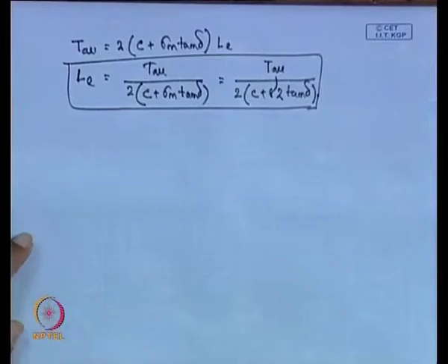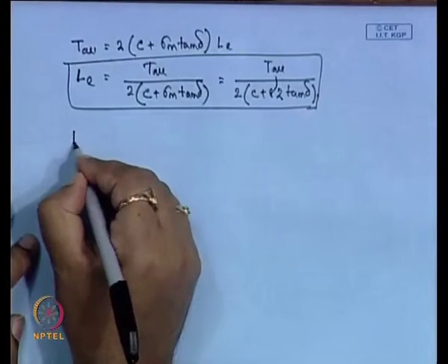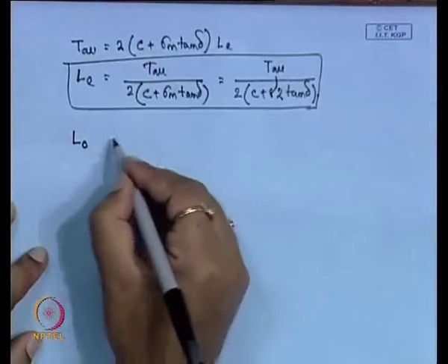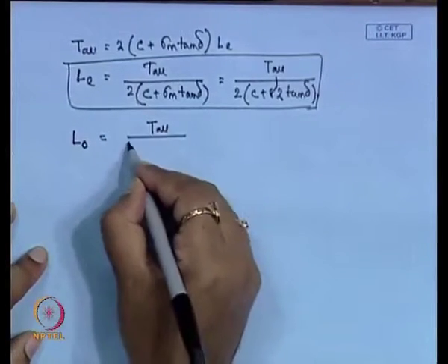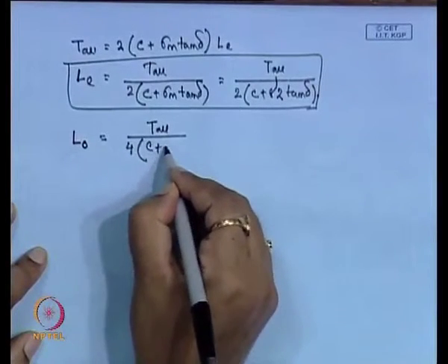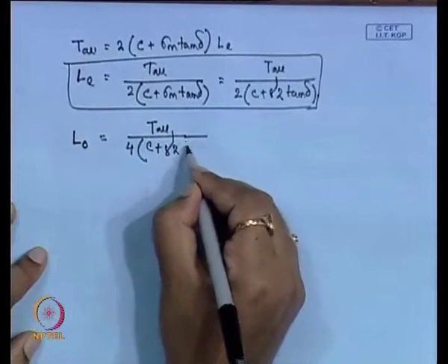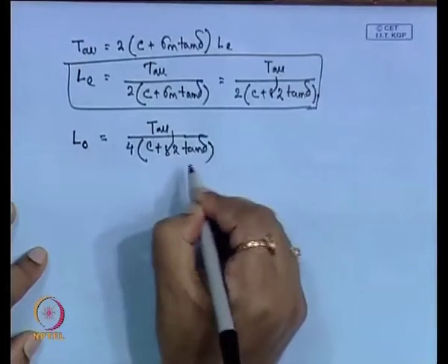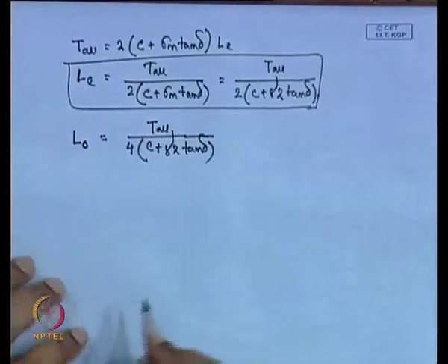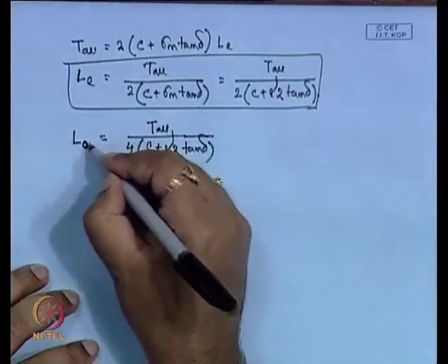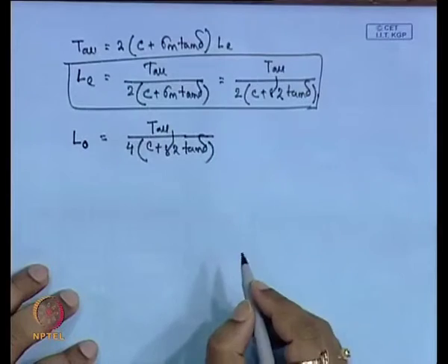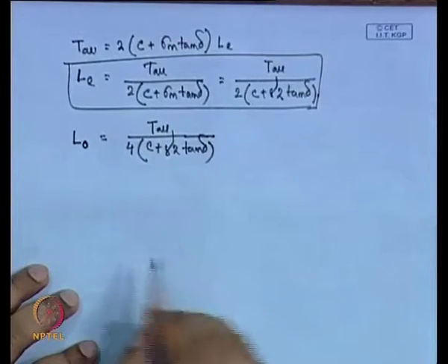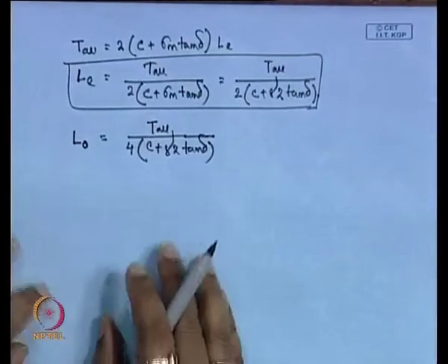So, that the design becomes more economical. Now, here is another consideration: L0, which is the folding length required, is basically T allowable divided by 4 into C plus gamma z into tan delta. So, these are the two lengths required, LE and L0. Now we will design a reinforced retaining wall.